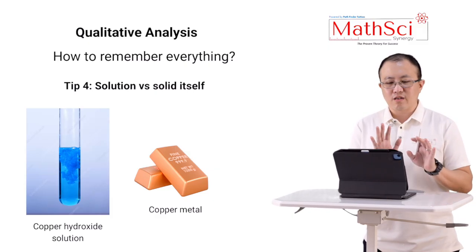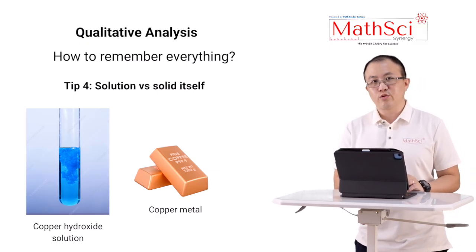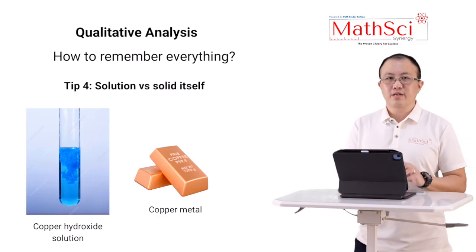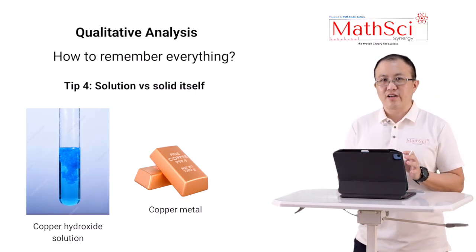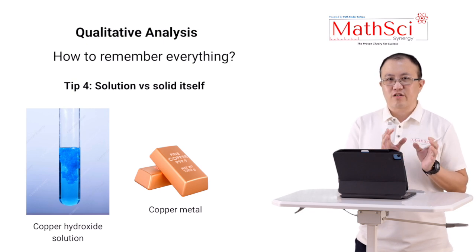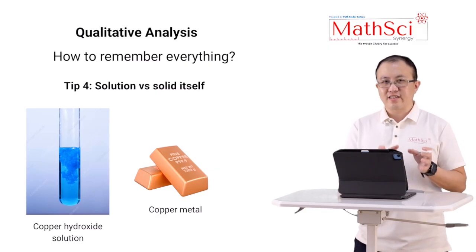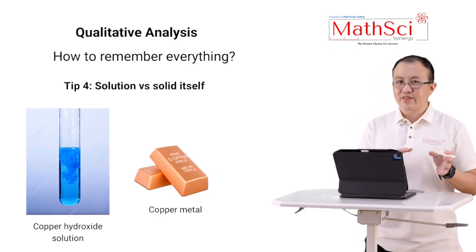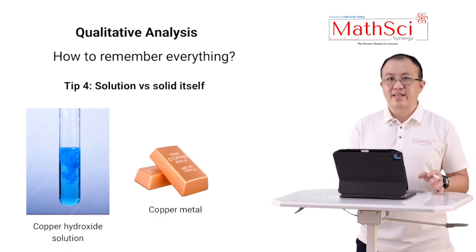So remember that there's always a difference between the solid itself and also the solution. So when you're doing a QA question, please remember to see whether they are referring to the solid itself, the metal, or are they referring to the hydroxide that's actually provided. Because this hydroxide is the one that identifies the ion itself, and this is the one that gives the blue color, not the metal itself. Okay, this is one of the many examples. Of course, you also got other examples.